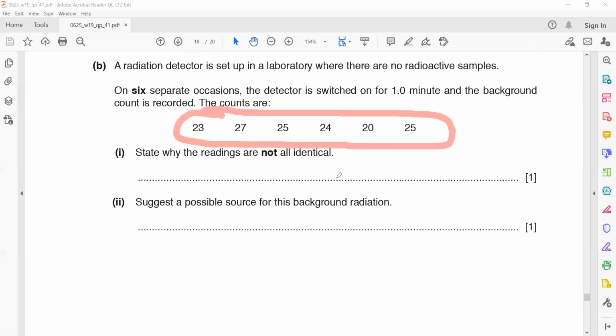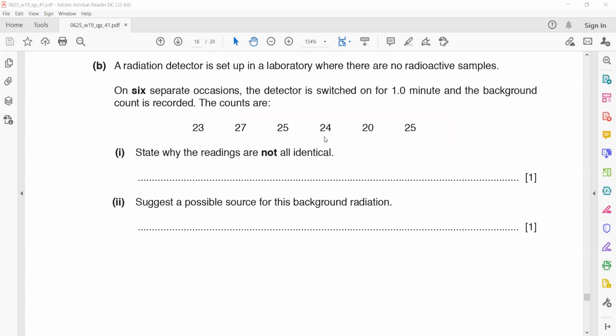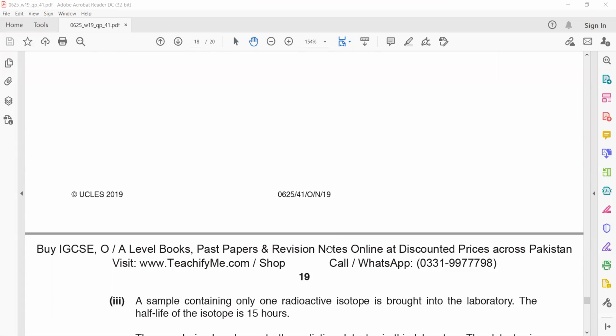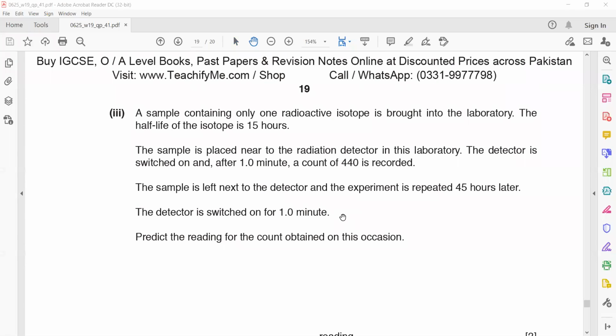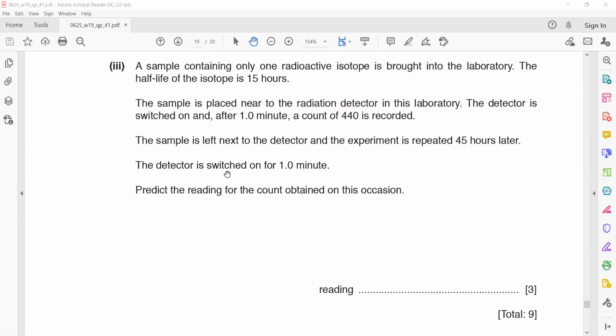So what is the average background here? What will be the average background? Average of these numbers: 23, 27, 25, 24, 20, 25. Add them and divide by 6. It is 24. So the average is 24. Even though they did not mention it in this part of the question, you have to include it in your calculation whenever background radiation is given.